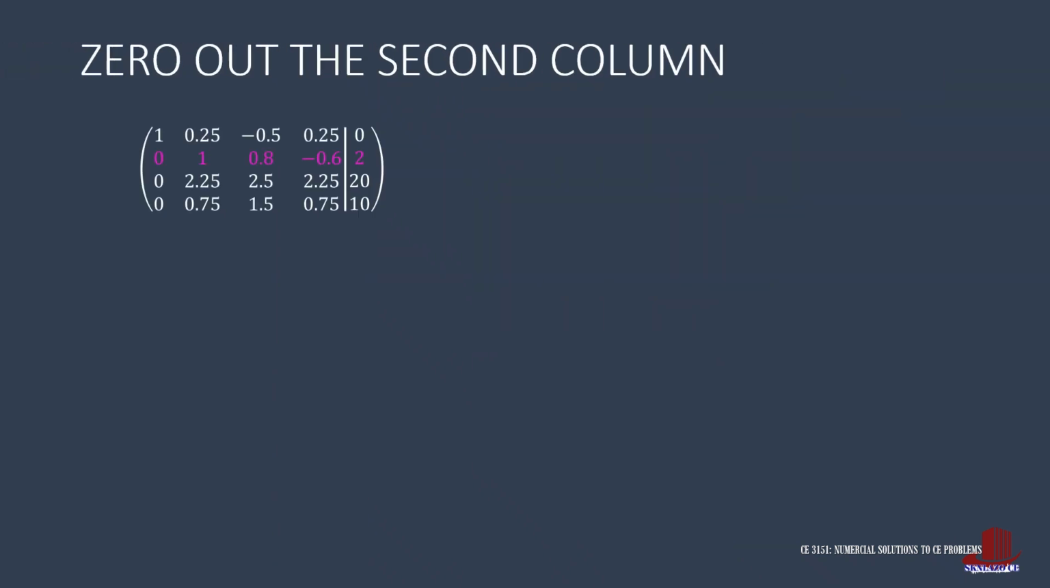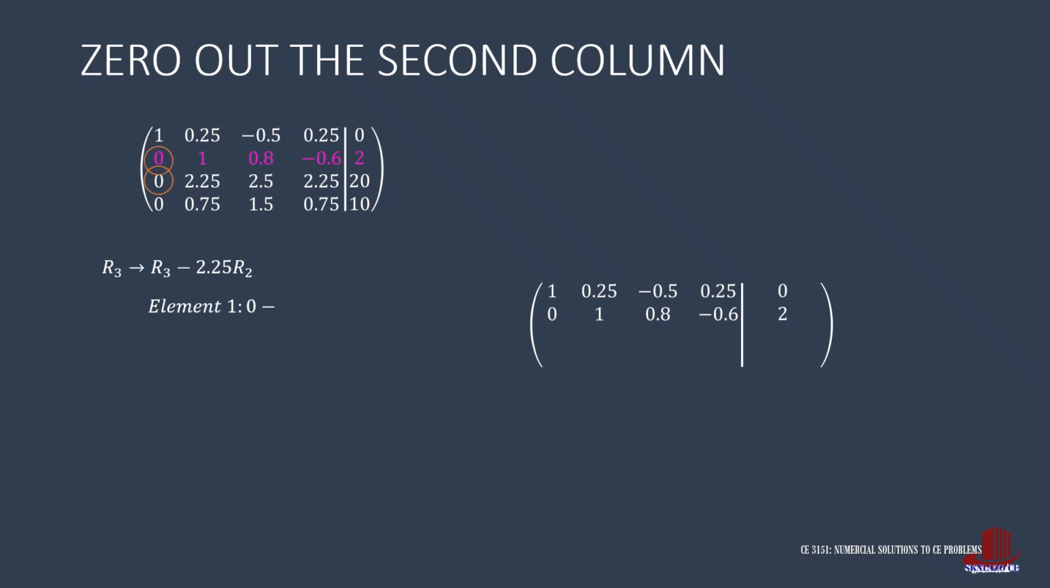With the pivot row already fixed, zero out the non-significant elements in column 2, starting from row 3. We use the operation R3 less 2.25 R2. The first element is 0 minus 2.25 of 0, which is 0. Then 2.25 less 2.25 of 1 is also 0.